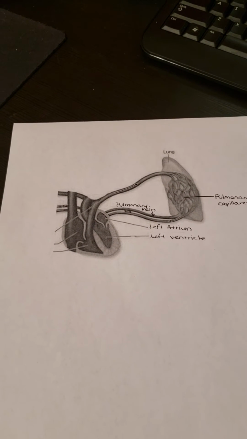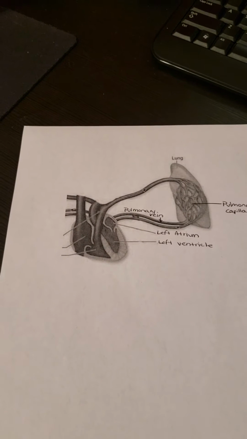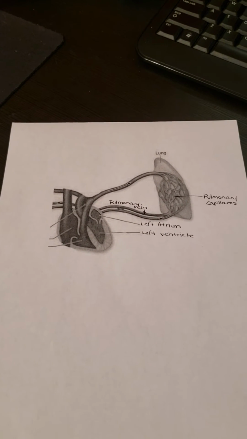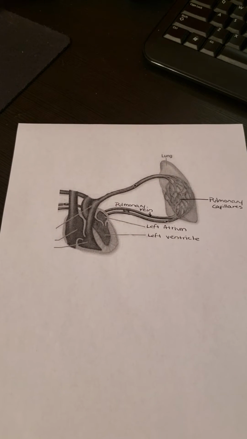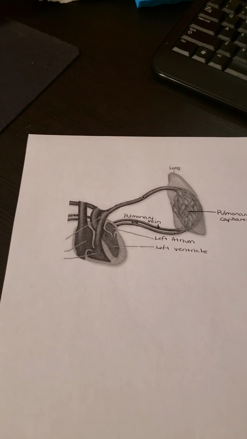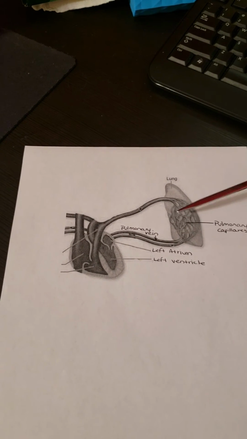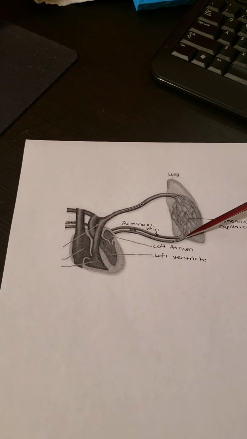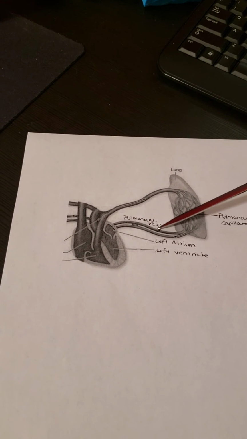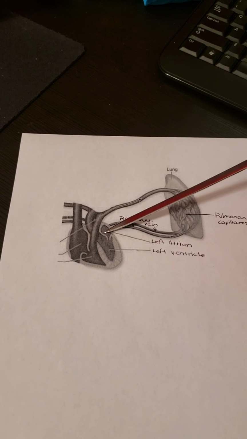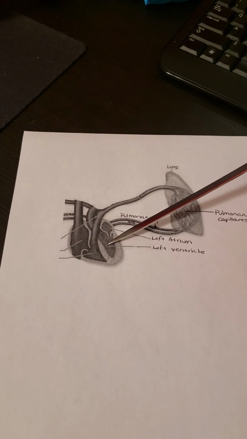The last section I wanted to go over here is exactly how this oxygenated blood would move from the pulmonary capillaries to the left ventricle. It's pretty simple. Right here we have the pulmonary capillaries. These move into the pulmonary vein. From there we enter the left atrium, and then we move into the left ventricle.